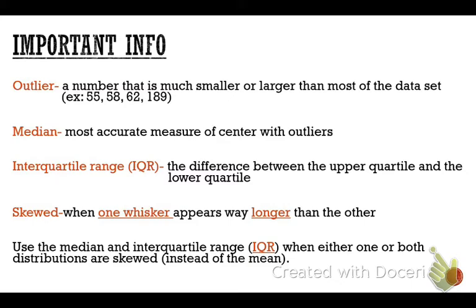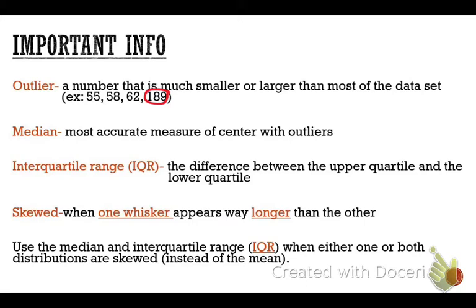It's a number that is either much smaller or much larger than most of the data set. Looking at this example that I have here, which one of those numbers would you say is the outlier? 189. 189 is way larger than the other numbers, wouldn't you say? The other ones are 55, 58, 62. Those are all very similar, but 189 is much larger. Take your red pen and go ahead and circle that number.